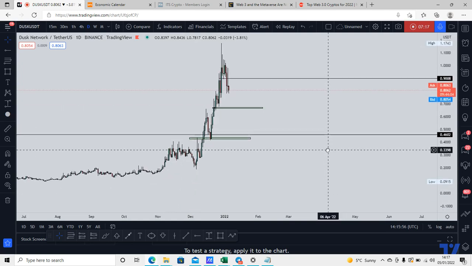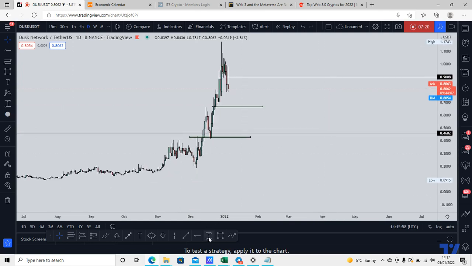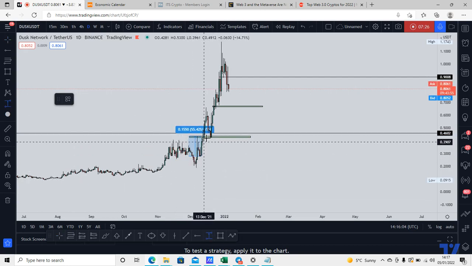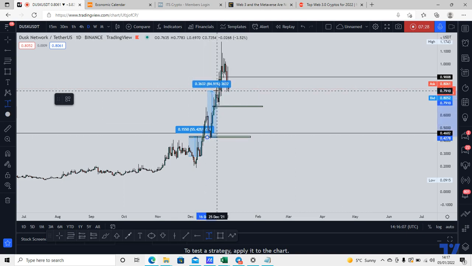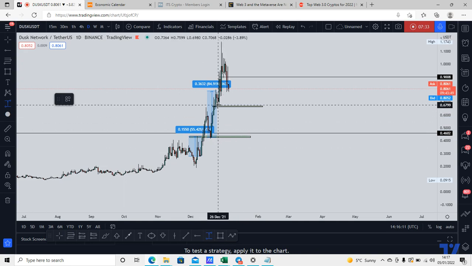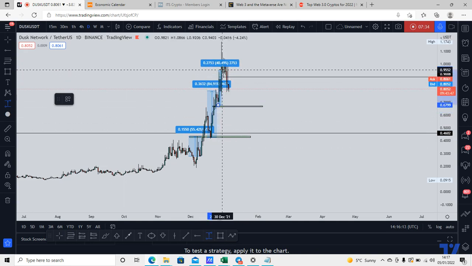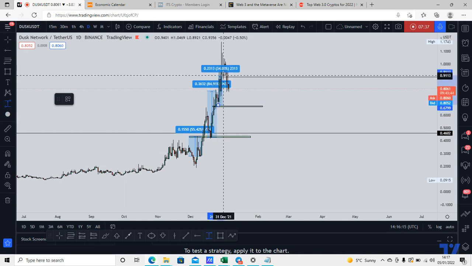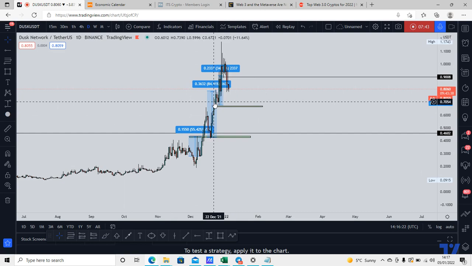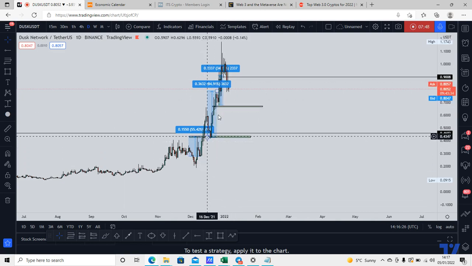So we had 3 separate entries here. All of them were absolutely perfect on spot. We capitalized on this move to the upside here, this move to the upside here, and then finally, the last move which we recently capitalized on to the upside here, and we did actually close this one a little early at around 30-40%. It did overextend, but never mind. Nonetheless, we capitalized on all 3 of these swing lows. So we have swing low, swing low, swing low.